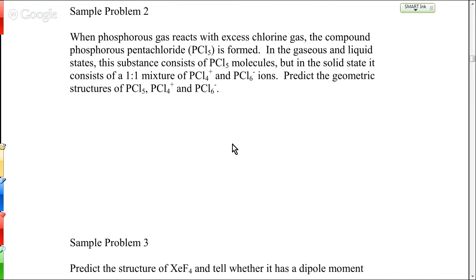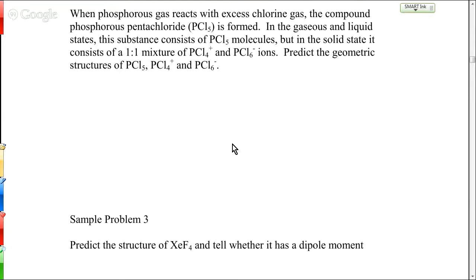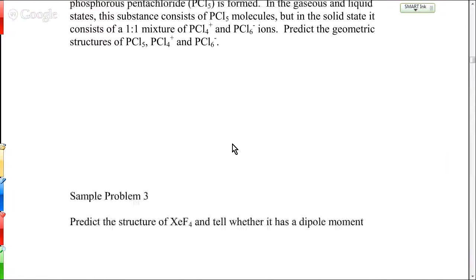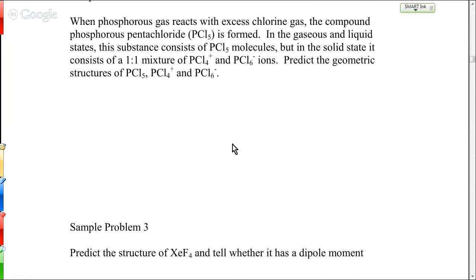We just did PCl5, so we know that's going to be trigonal bipyramidal. But let's look at PCl4 plus and PCl6 minus. We need to build the Lewis structures to figure out the structure, because without building Lewis structures, we don't know how many lone pairs are on that central atom, and so we don't know how many electron groups. So see if you can come up with structures for PCl4 plus and PCl6 minus, and then if you do that, draw the structure of xenon tetrafluoride, XeF4, and determine whether it has a dipole moment.